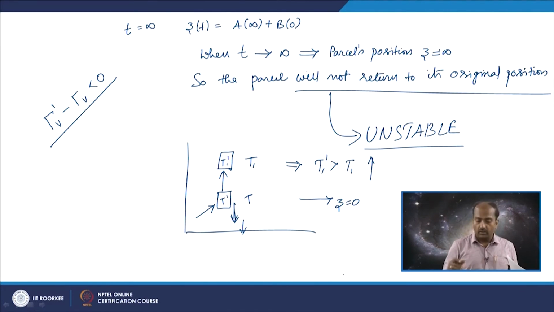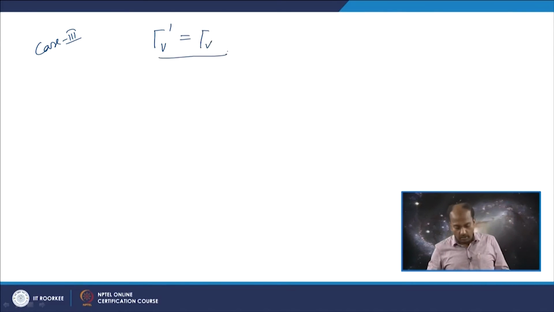Right. Now for the third case, so we have two cases. We simply say that if gamma V prime is greater than gamma V, we say stable. Gamma V prime less than gamma V, we say unstable. Now the third case, case 3: what will happen if gamma V prime is equal to gamma V? That means the rate at which temperature is decreasing inside the air parcel is equal to the rate at which temperature is decreasing in the environment. So what will happen in this case? This is the condition of how fast the temperature decreases inside the parcel in comparison to the environment.